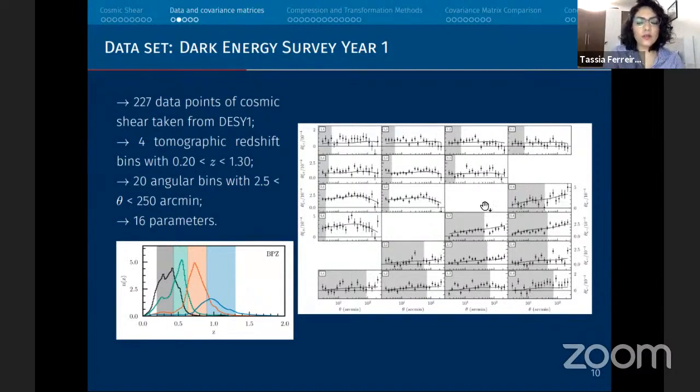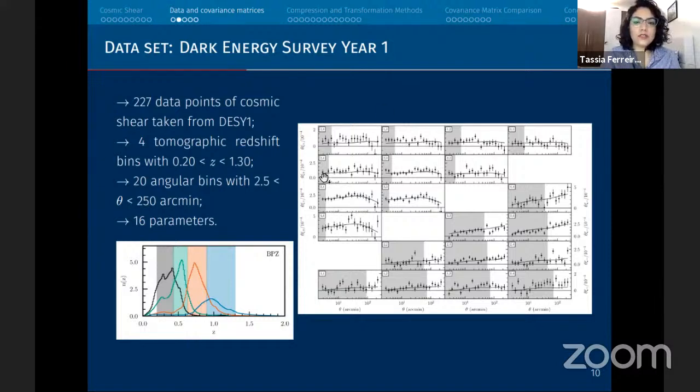It had 200 data points originally, 200 for Xi plus, 200 for Xi minus. These points are divided into 4 tomographic redshift bins. That's this plot here on the left, and it ranges from 0.2 to 1.3 in redshift. These different colors are the redshift bins, and these are further divided into 20 angular bins ranging from 2.5 to 250 arc minutes. The angular bins are just these data points that we have here.